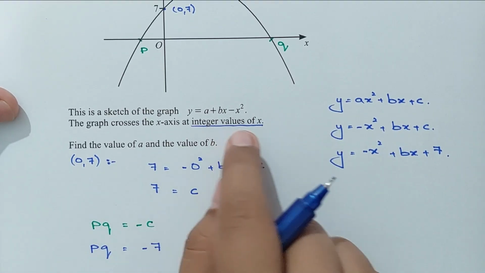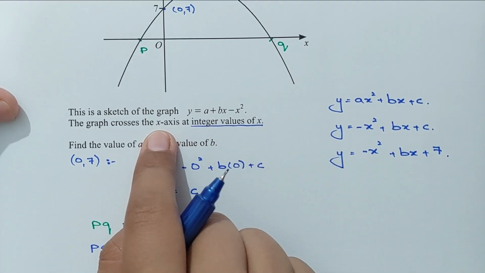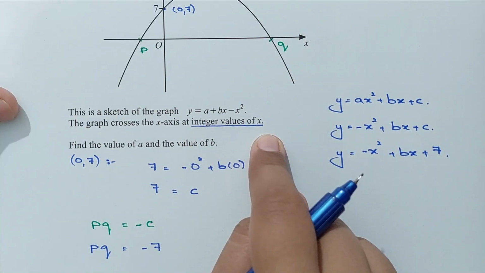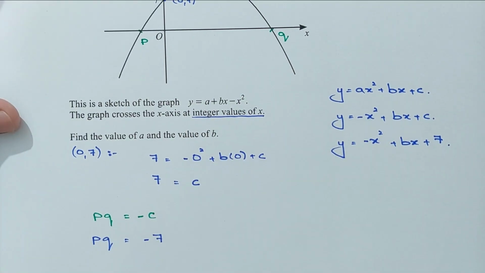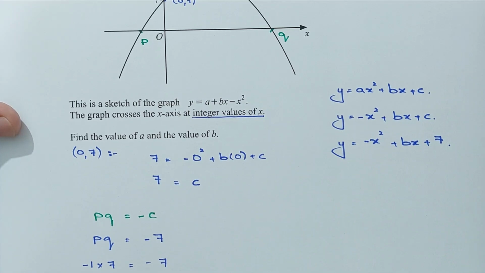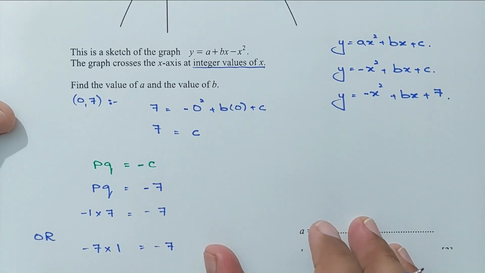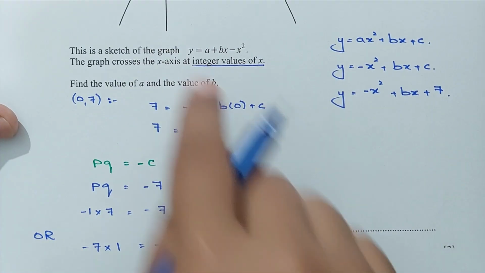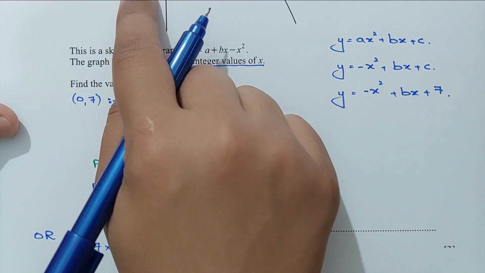All right, so what are the two x-intercepts now? These two should be integers, and the product should be negative 7. So we have two options: minus 1 times 7 is negative 7, or another option is minus 7 times 1, which is also negative 7. So which is preferable? Looking at the two x-intercepts, which one is preferable: minus 1 or minus 7?